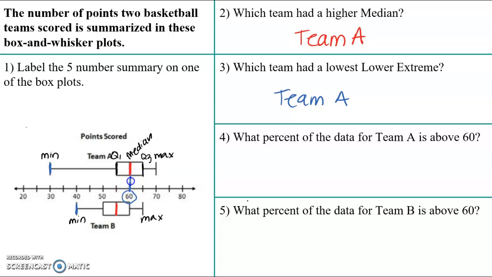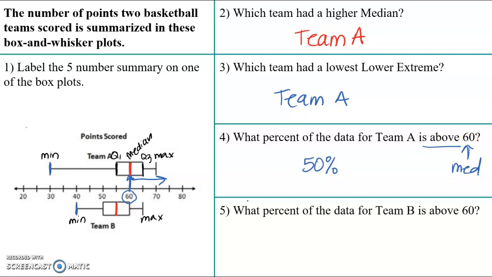So for Team A, that's at the median. Remember we called the median the 50th percentile? So if I'm talking about what percent is above this, well, 50% should be above it and 50% should be below it, right? So for 60 for Team A at the median, 50% of the data should be above that point because for Team A, that's the median.